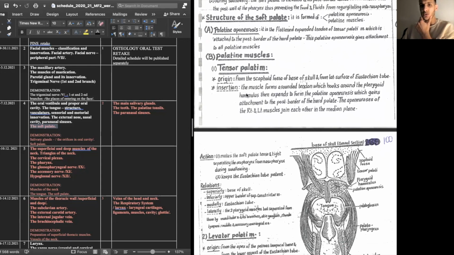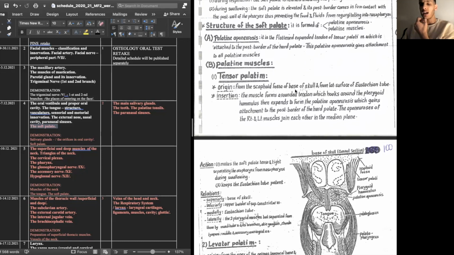The tensor palati originates from the scaphoid fossa of the base of the skull and from the lateral surface of the Eustachian tube. That's the origin of the tensor palati. Insertion: the muscle forms a rounded tendon which hooks around the pterygoid hamulus, then extends to form the palatine aponeurosis, which gains attachment to the posterior border of the hard palate. The aponeuroses of the right and left muscles join each other in the median plane.